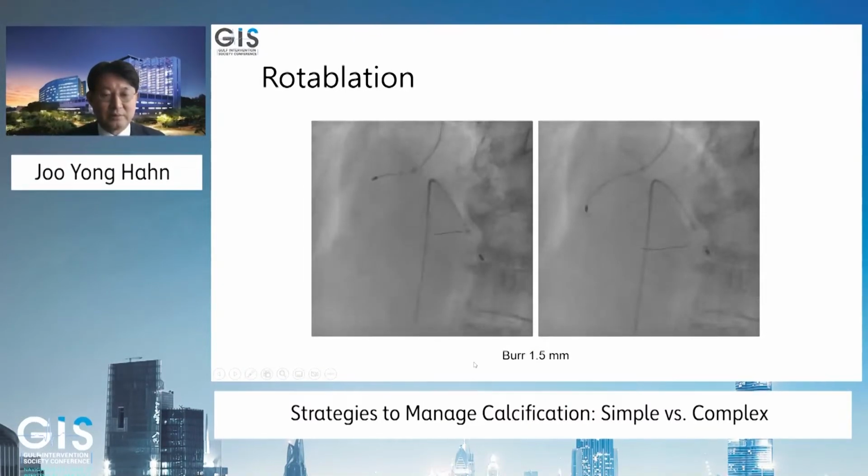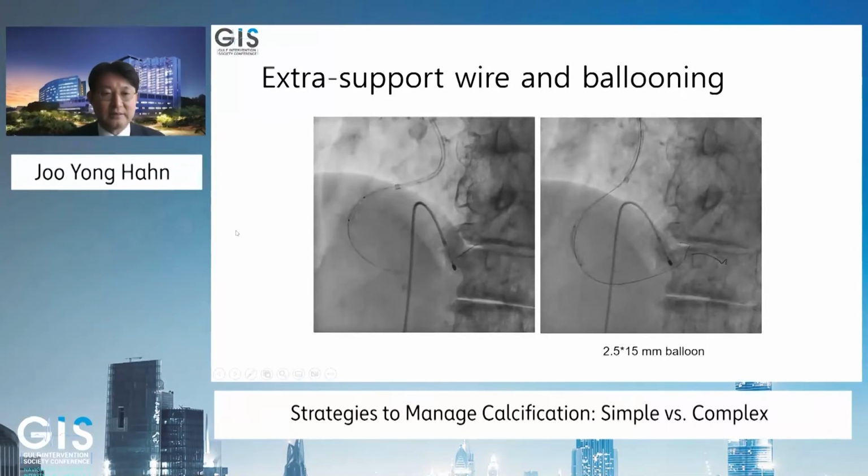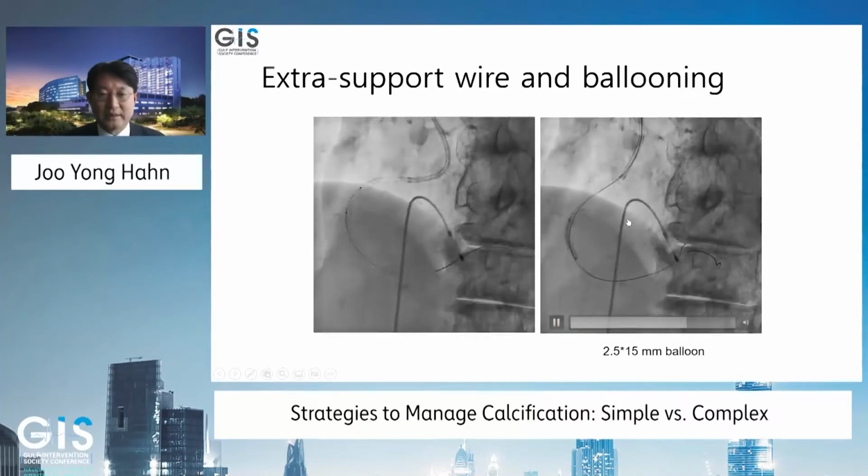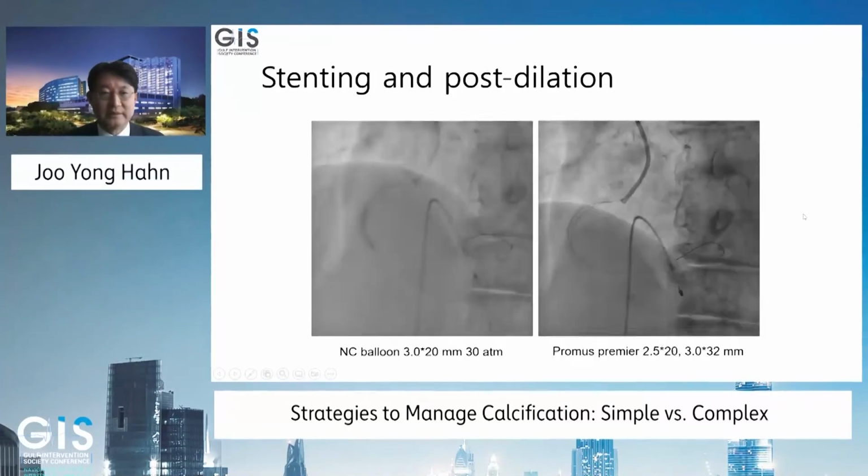I performed rotablation with a 1.5 millimeter burr. Because the lesion was long, I sequentially performed rotablation at the proximal RCA and mid RCA. I do not routinely implant a temporary pacemaker, but in this patient, heart rate decreased during rotablation, so I had to implant a temporary pacemaker. After rotablation, I still had some difficulty with balloon crossing. With the Buddy wire technique, the balloon was crossed and successfully dilated. After that, to ensure adequate expansion, I performed non-compliant ballooning. After that, 2 drug-eluting stents were successfully implanted.